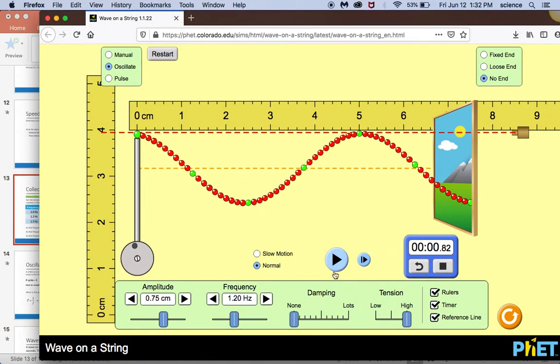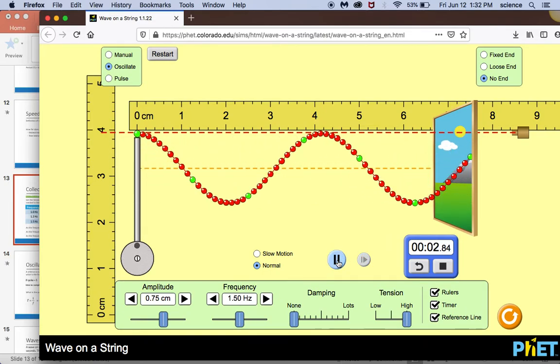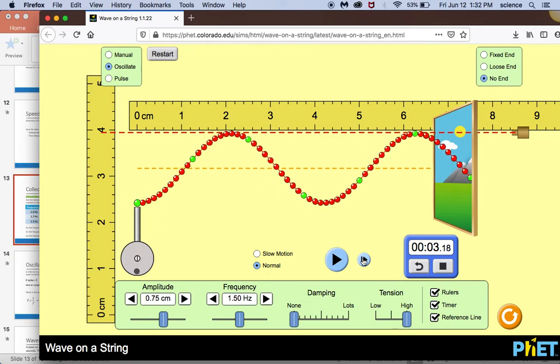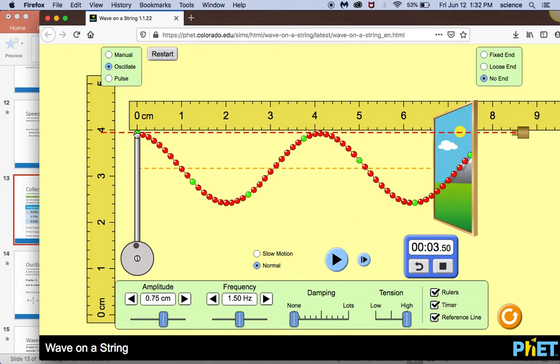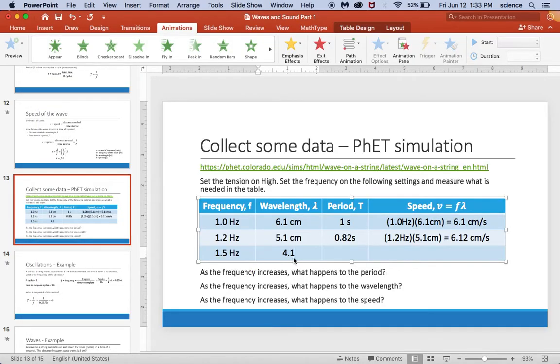All right, adjust this frequency to 1.5. So here we go. We're going to adjust this to 1.5. I'm going to hit play and let it go through a couple of cycles. Let me step it forward. There we go. So let's measure the wavelength. Here's my starting point. Here's my ending point. I would say it's between 4 and 4.2, a little closer to 4.2. I'm going to say this is 4.15 centimeters, because it's a little bit bigger than 0.1, and it's not quite 0.2.